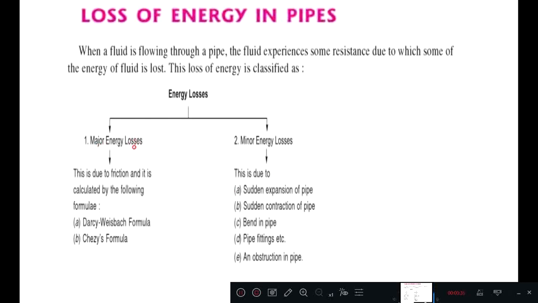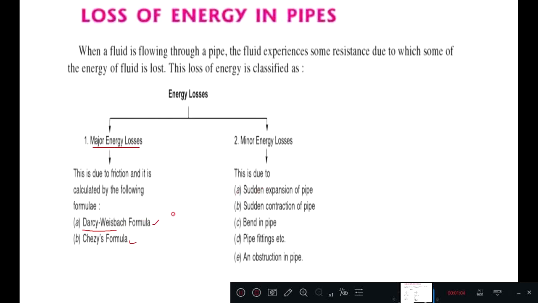So in previous class, we have also derived the equation for the major energy loss. This major energy loss is due mainly to friction, and it is calculated by these two formulas, that is Darcy-Weisbach equation as well as Chezy's formula. And in previous class, we have derived the equation for friction, that is the Darcy-Weisbach equation.